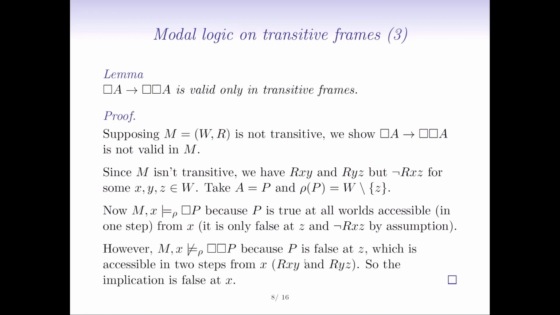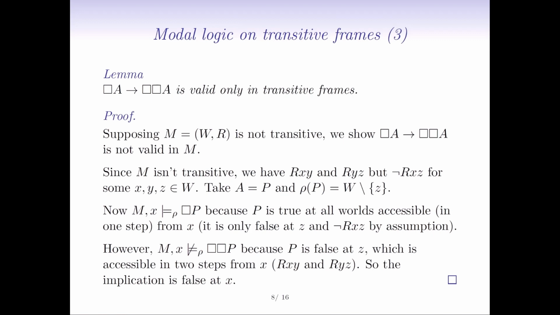On the other hand, X does not satisfy box box P. Why not? Because we know that we can get to the world Z in 2 steps. So X does not satisfy box box P because you can get to Y in 1 step, and Y does not satisfy box P, and Y does not satisfy box P because you can get to Z in 1 step from Y, and Z does not satisfy P.